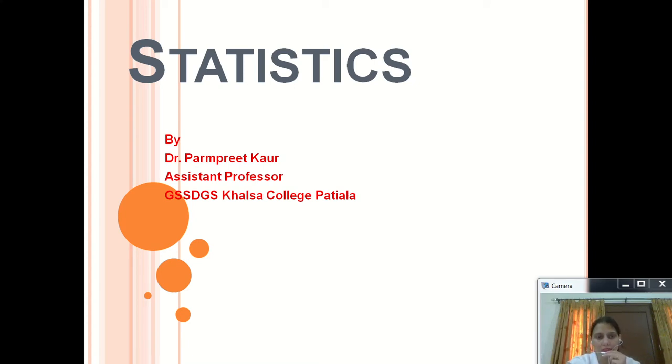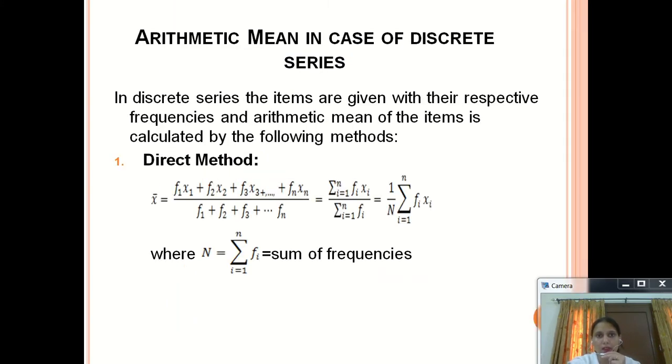In my previous lecture, I have already discussed how to find arithmetic mean in case of individual series. Today, I will discuss how to find arithmetic mean in case of discrete series. In discrete series, the items are given with their respective frequency and arithmetic mean of item is calculated by all three methods: direct method, shortcut method and step deviation method.